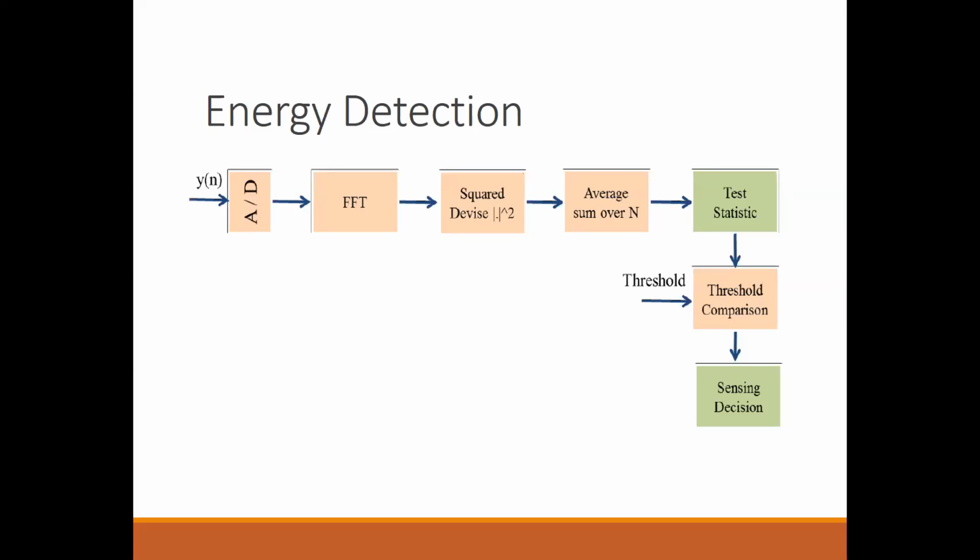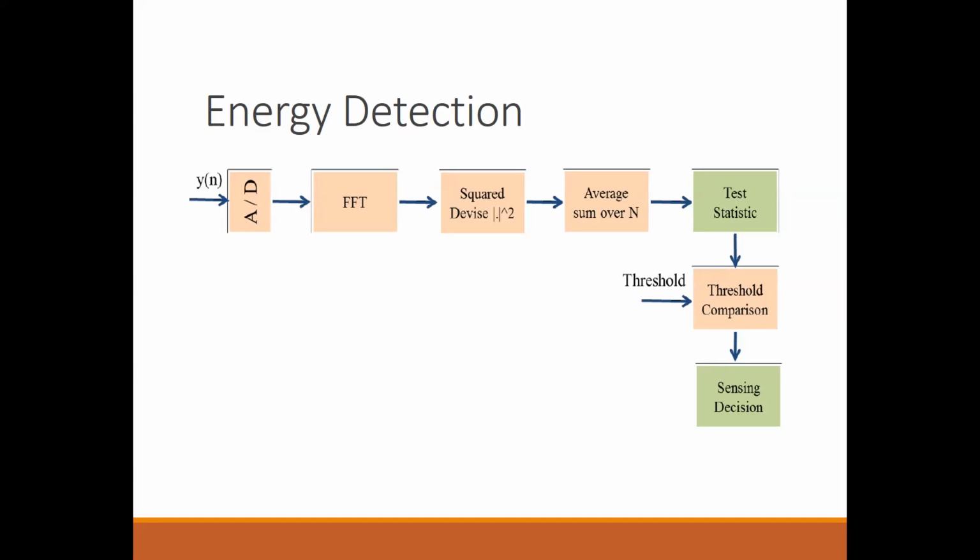Both of them will give you the power, but which one has to be applied where? If we have a random signal, then you have to apply the autocorrelation based spectrum estimation. And if you have a deterministic signal, you can take the Fourier transform and square it. So we apply both of these techniques. The first one is energy detection based on the Fourier transform squared.